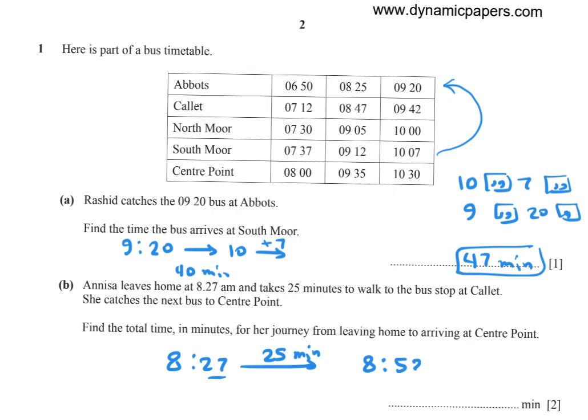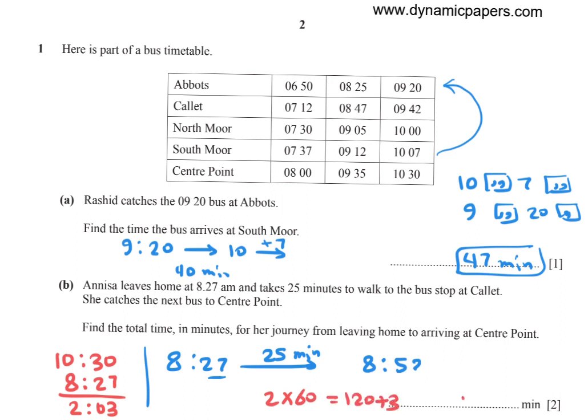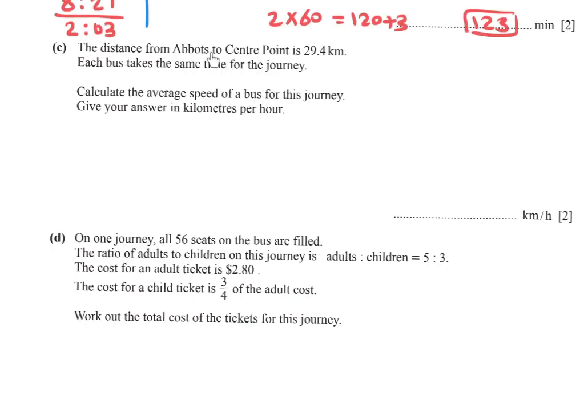To find the total time, you have to subtract the arrival time 10:30 minus the time she leaves home, 8:27. The answer, 2 hours and 3 minutes. If you need to write it in minutes, 2 hours, 2 multiplied by 60, 120. 120 plus 3, so 123 minutes.